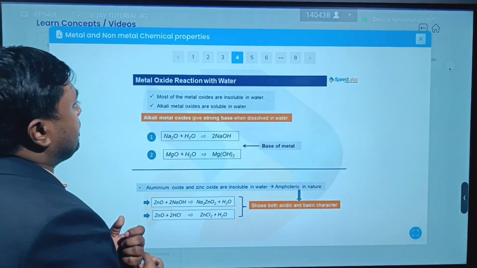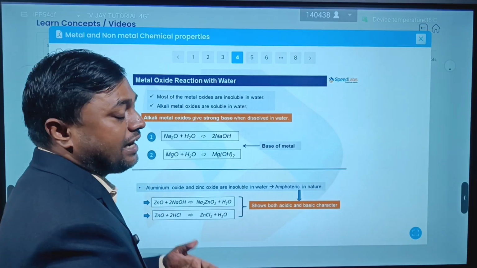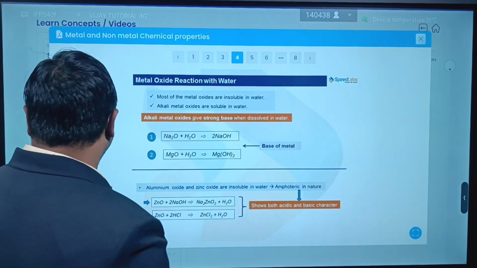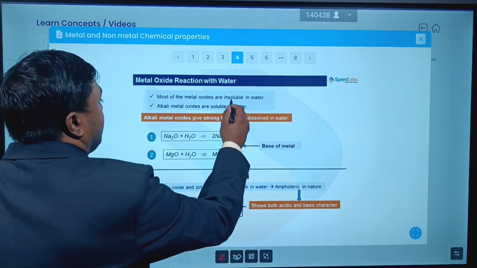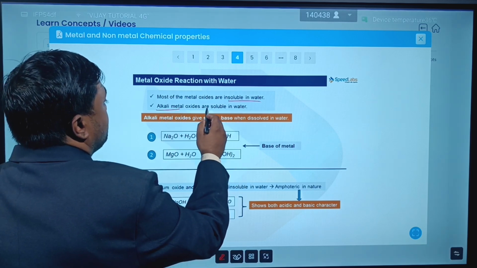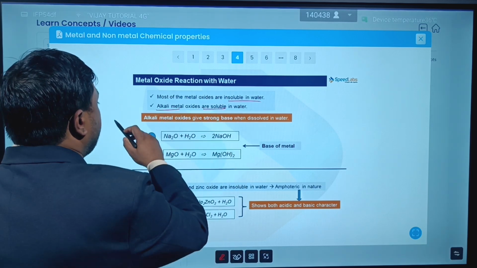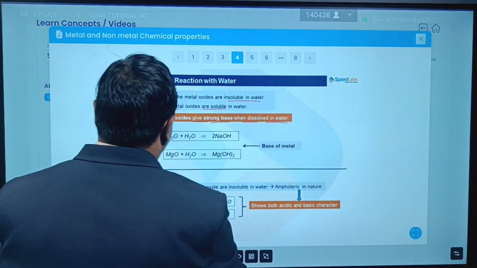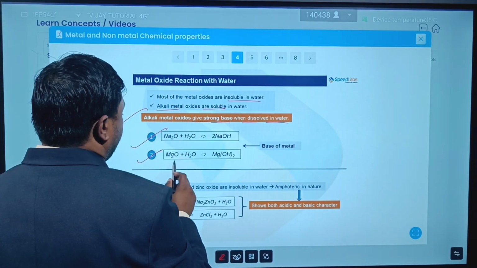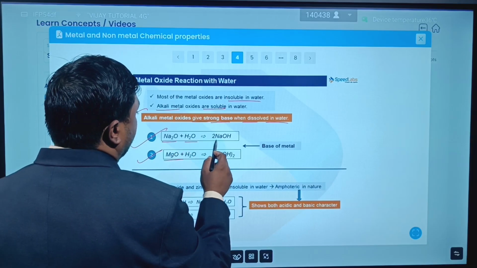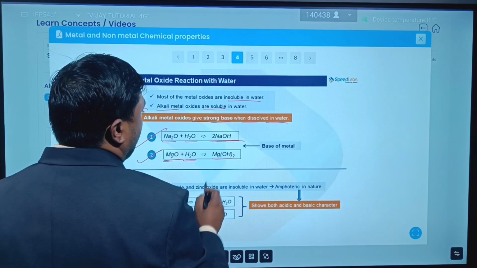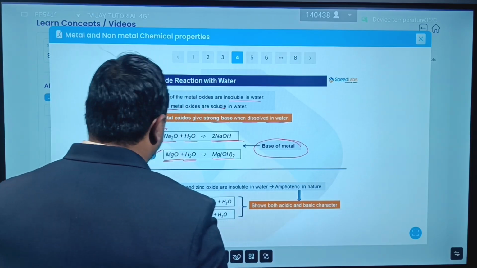Next, metal oxide reaction with water. As I told you, metal oxide reacts with water to give you metal hydroxide. Most of the metal oxides are insoluble in water, but alkali metal oxides give a strong base when dissolved in water. For example Na2O and MgO. Sodium oxide reacts with water, gives you twice NaOH. MgO reacts with water, gives you Mg(OH)2. So it's a base of metal.